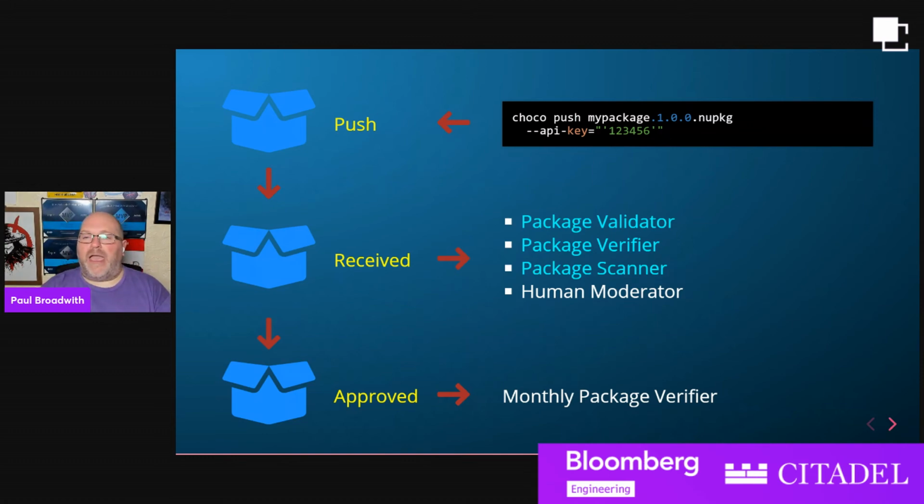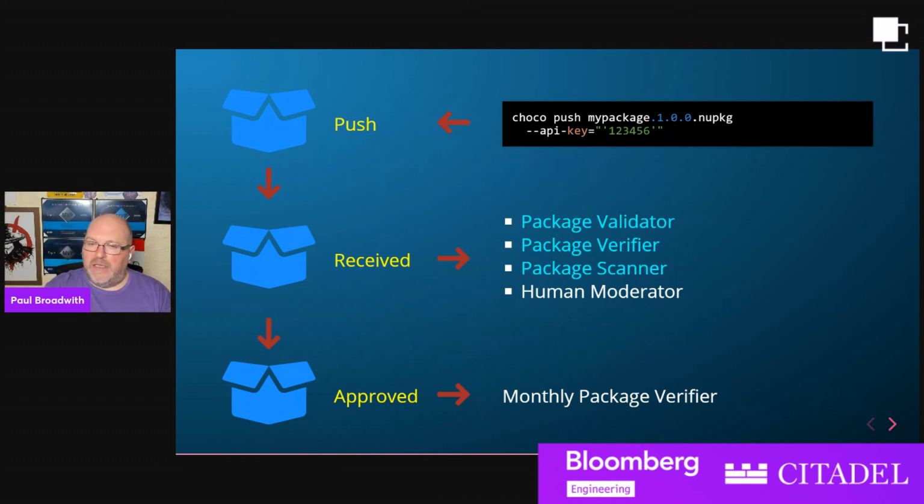Now, if you're actually pushing a new version of an existing package, you have to be listed as a maintainer, or that won't work. But if we're talking about a new package here, that gets received and it goes through 4 stages: package validator, verifier, scanner, and a human moderator. And very briefly, the package validator will validate the metadata in the package.